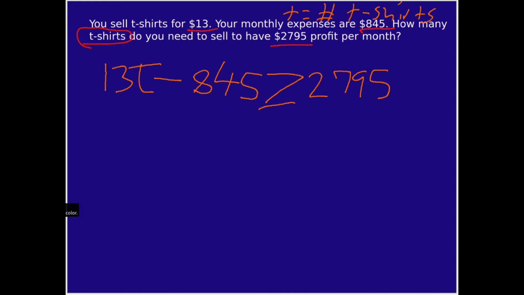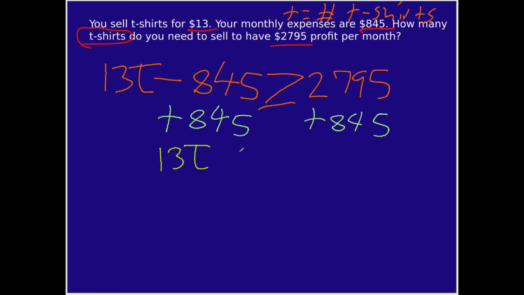Now again, I think from here it's pretty self-explanatory exactly what needs to be done. All you have to do is first subtract or add the constant to both sides. So we add 845. We're trying to isolate the T. That's our goal. So add the 845 again. And so now you're left with 13T, still greater than or equal to, and now it goes up to 3640.